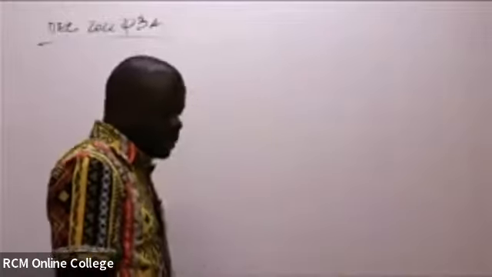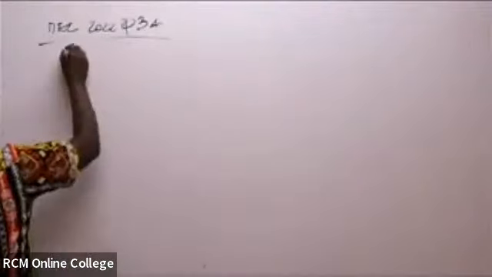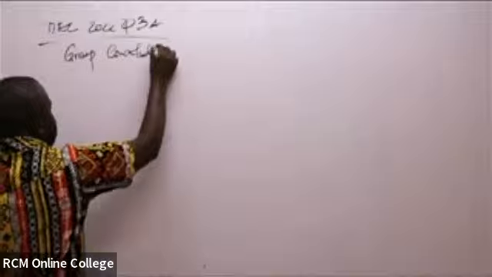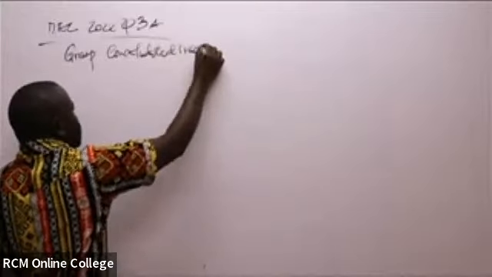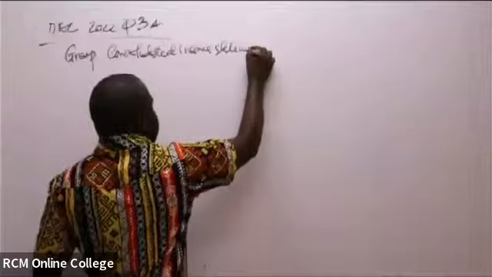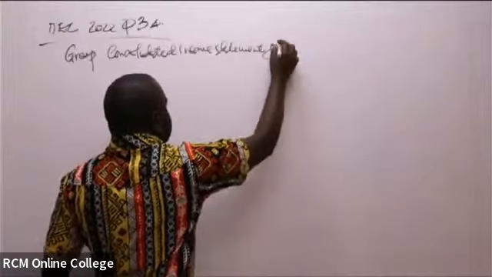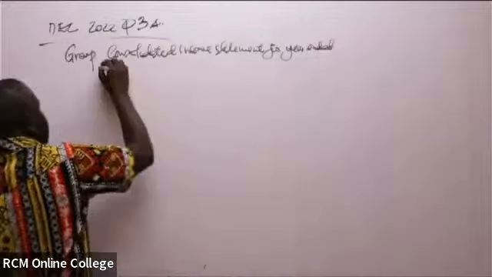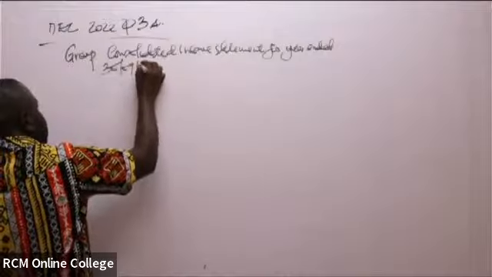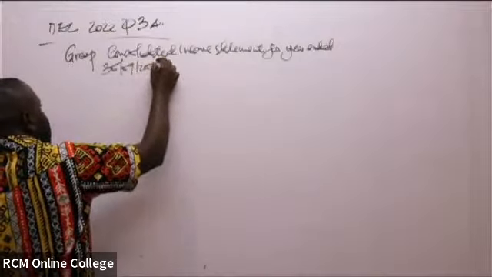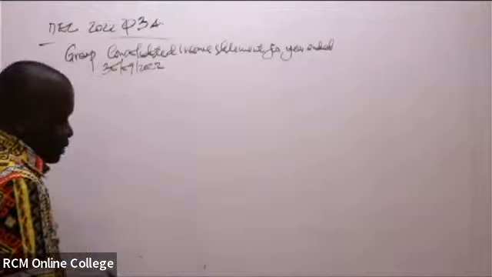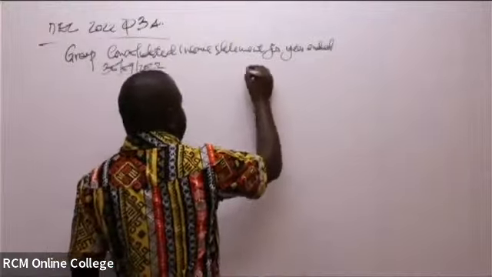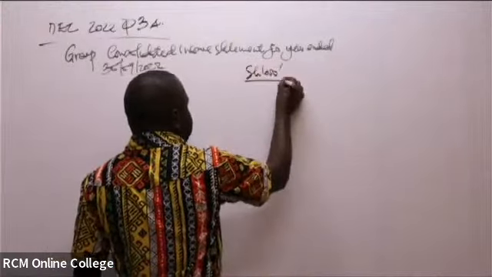So now in this case, we compare the group consolidated income statements. The group consolidated income statement for the year ended 30th of September 2022. We can put our shillings in thousands like that.